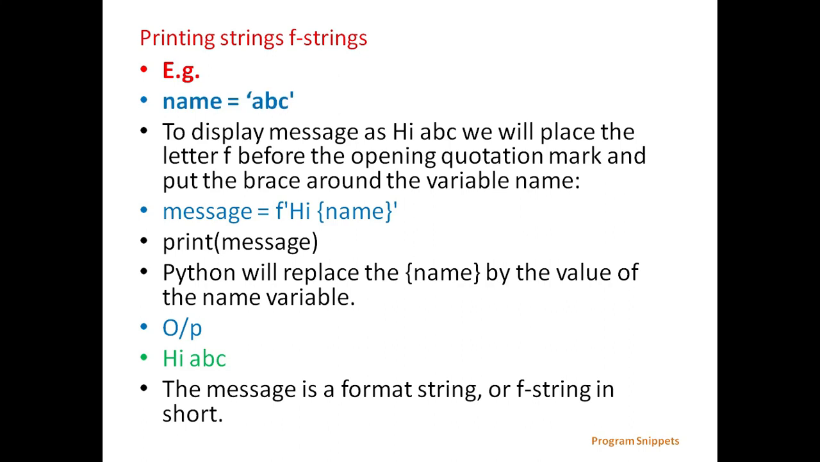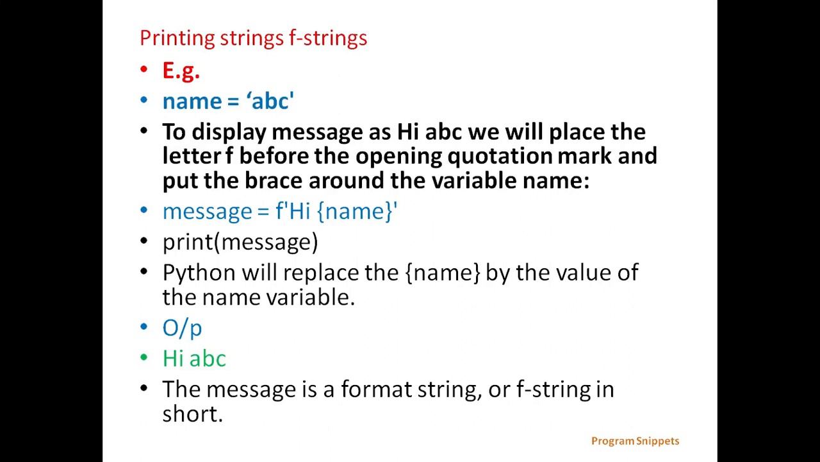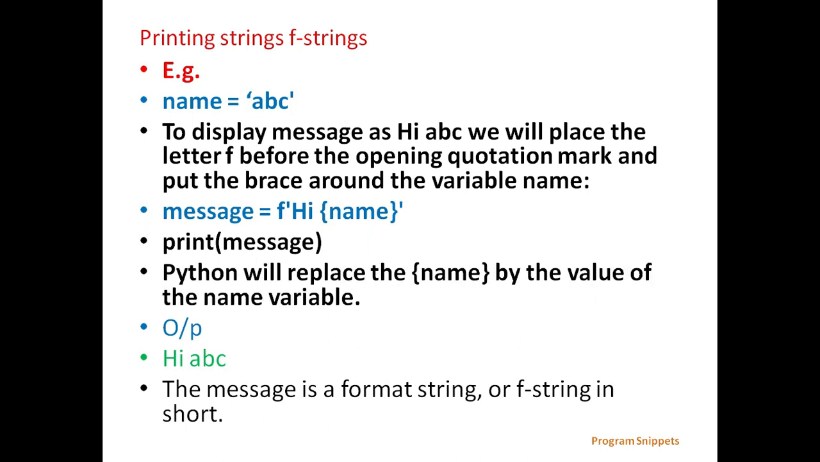We can print a string with f strings. For example, here name variable is created in which value is assigned as ABC. Now to display a message as hi ABC, we will place the letter F before the opening quotation mark and put the braces around the variable name. For example, message equal to F hi, and in curly bracket we will write name, which is the name of the variable. And when we print the message, Python will replace the name by the value of the name variable. So it will give the output hi ABC. The message is a format string or f string in short.